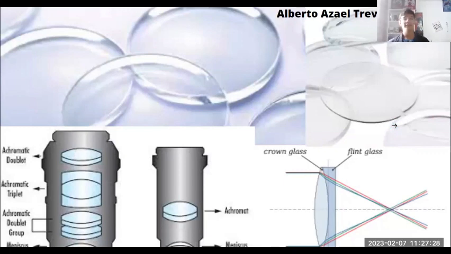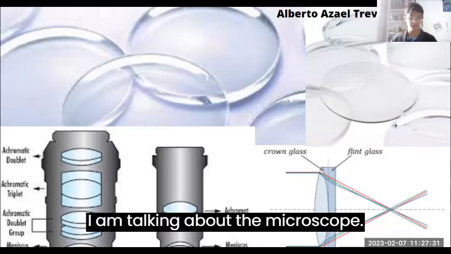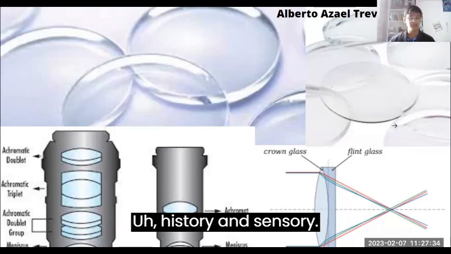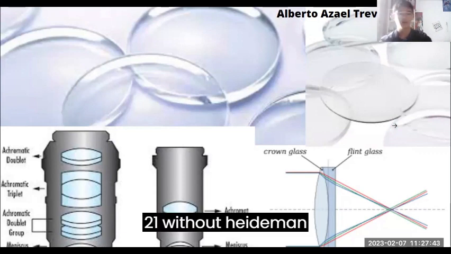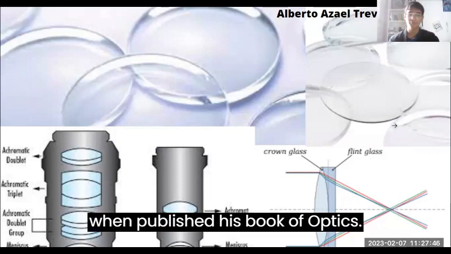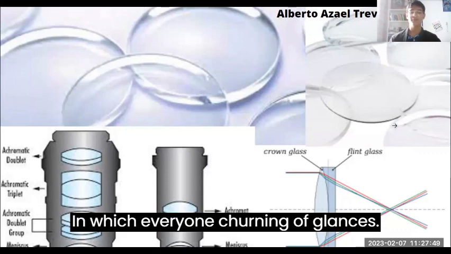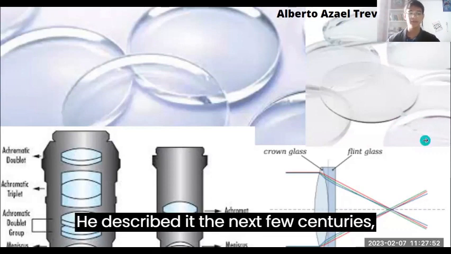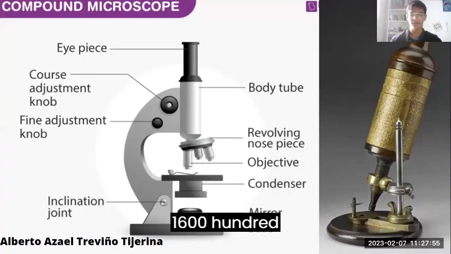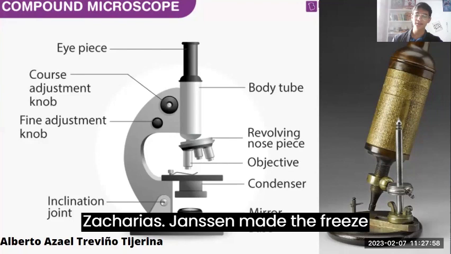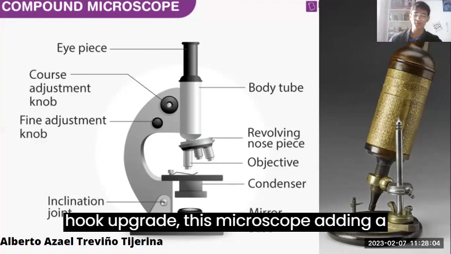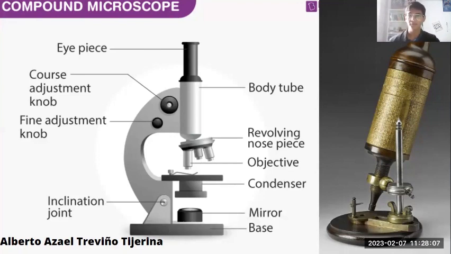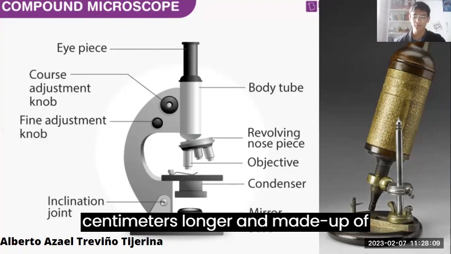Hello, my name is Alberto Salterreño Tejerina, and I am talking about the microscope history and cell theory. In microscope history, we start in 1021 with Alhazen, who published his Book of Optics, in which the functioning of lenses is described. Around 1600, Hans and Zacharias Janssen made the first compound microscope, and Hooke upgraded this microscope, adding a tube inside 50 centimeters longer and made up of three lenses.